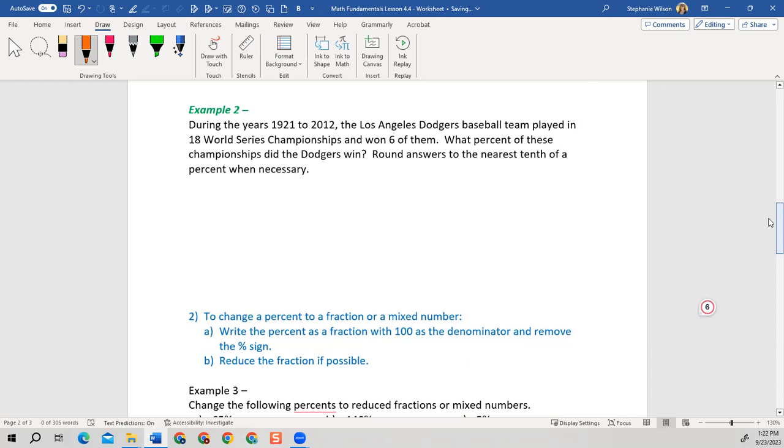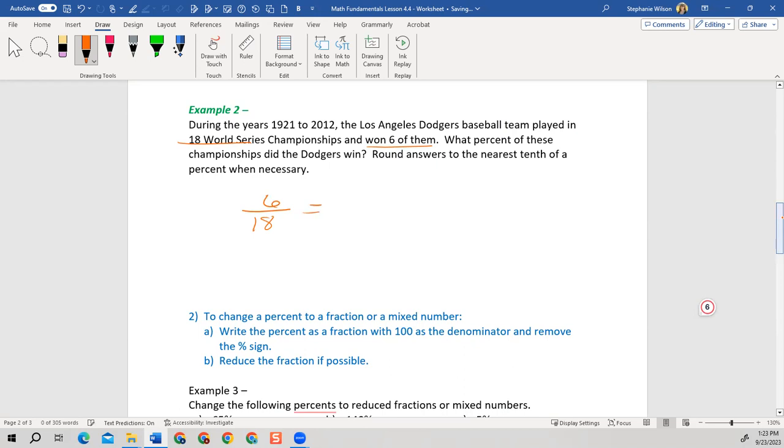So on this one, during the years 1921 to 2012, the Los Angeles Dodgers baseball team played in 18 World Series championships and won 6 of them. What percent of these championships did the Dodgers win? So in the denominator, we always put the total. So there was a total of 18 World Series and they won 6. So we got it in fraction form. I'm going to go ahead and reduce it if I can.